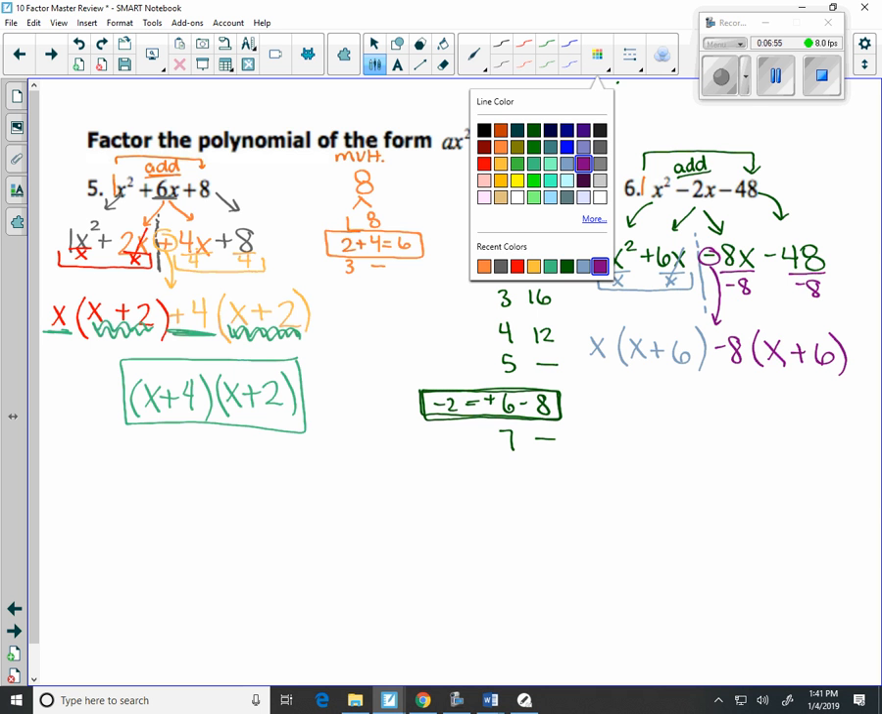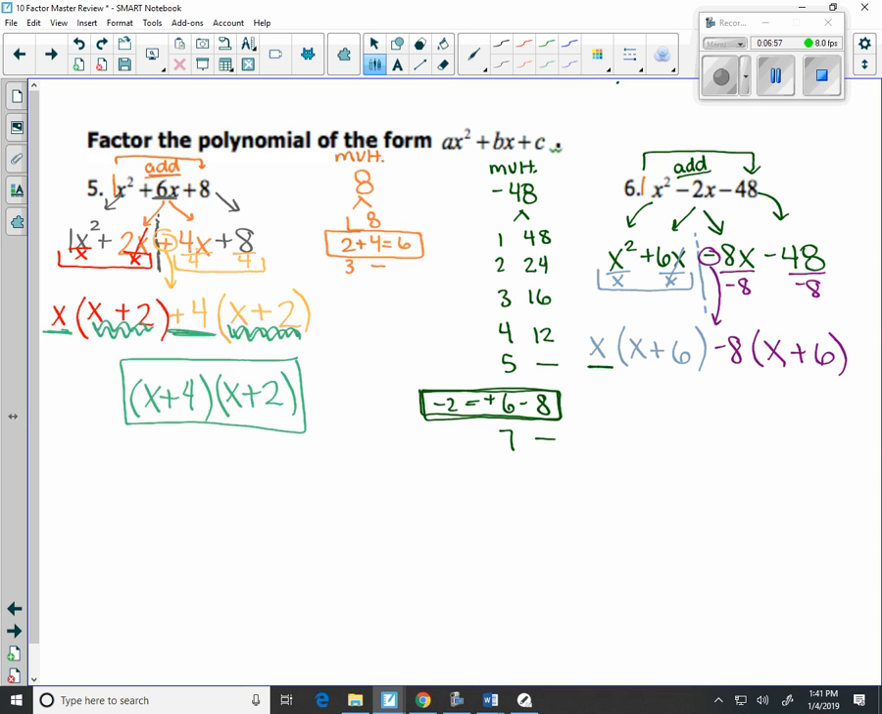And our last step is to rewrite. Stuff in front, x minus 8, is one of your sets of parentheses. Stuff in the parentheses, you write once. Again, you can double distribute to double check your work. That is number 5 and 6.